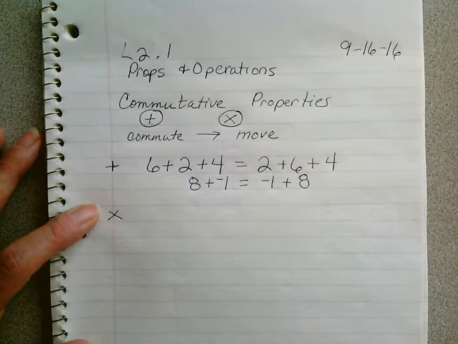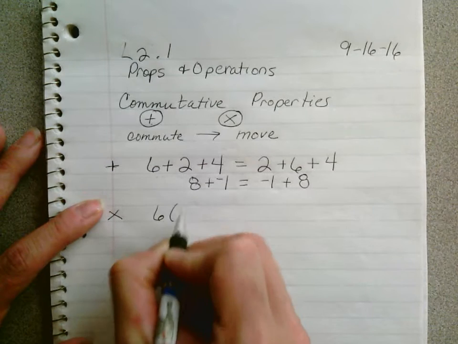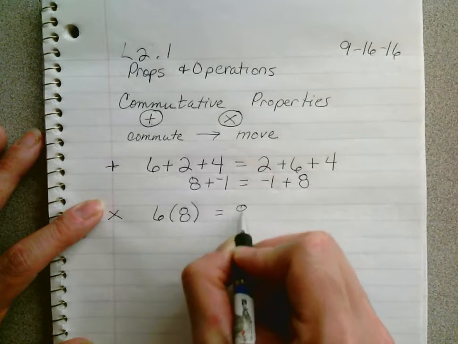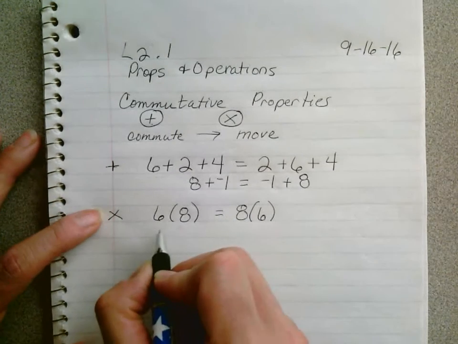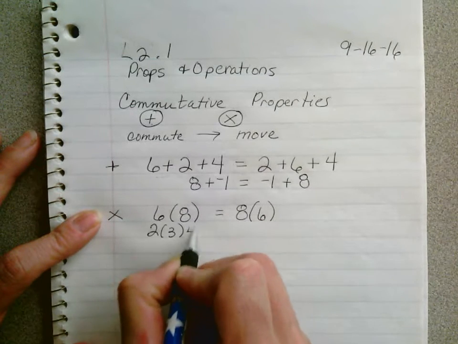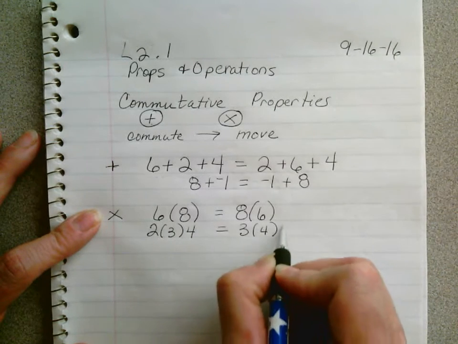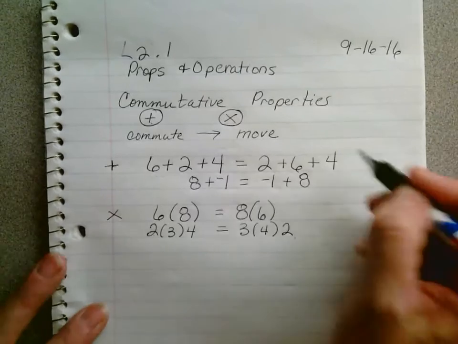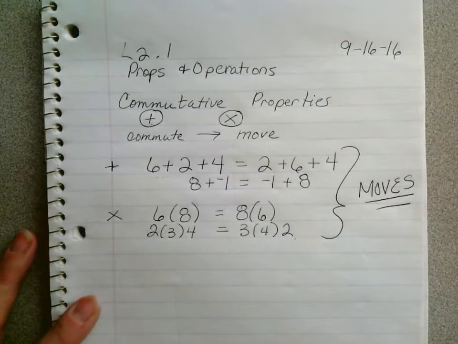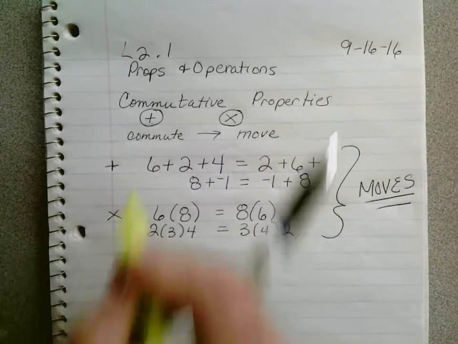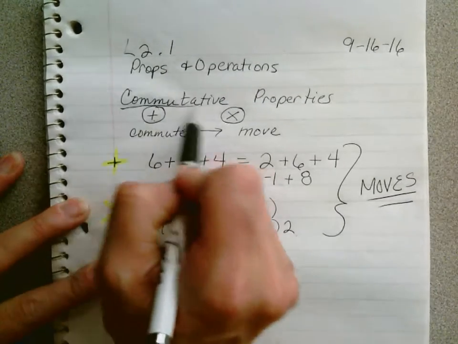In multiplication, it looks quite similar. I can say to you, 6 times 8 is the same thing as 8 times 6. And that is true. It's also true with more than that. 2 times 3 times 4 is the same thing as 3 times 4 times 2. All I did was move stuff. So commute moves things. Okay? And it's only done in addition and in multiplication. Okay? Commute means move.